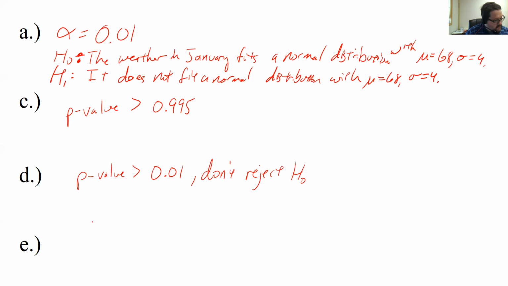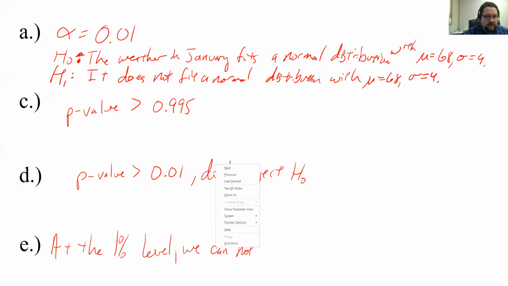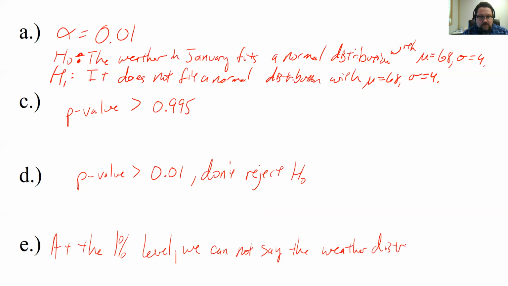E, interpret your conclusion in the context of the application question. All right, so within this question, we would say something like, at the 1% level, we cannot say the weather distribution in January is not normal with mu of 68 and sigma of 4. So we can't make that claim. But it is not that distribution.